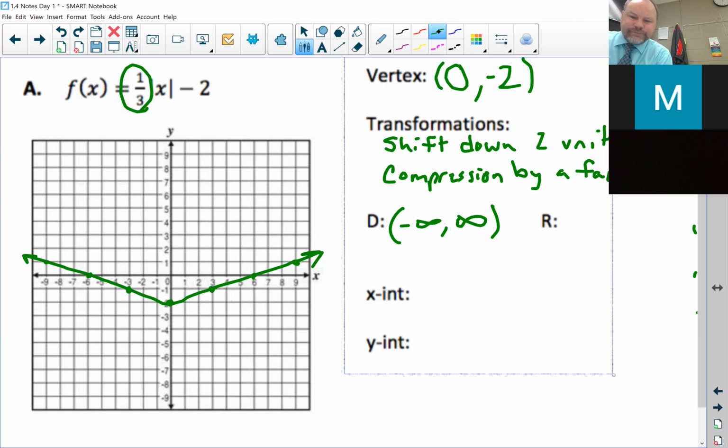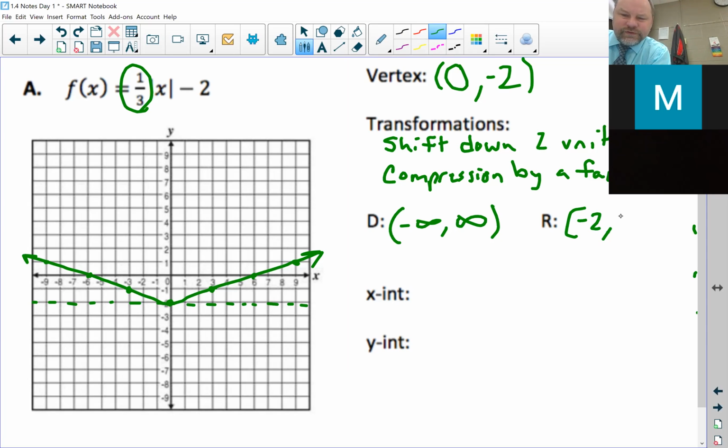The range. What is my lowest y value? And it goes up forever. So in other words, what this means is you could give me any value greater than -2, and I should be able to tell you what number to plug in for x to give you that value as an answer.